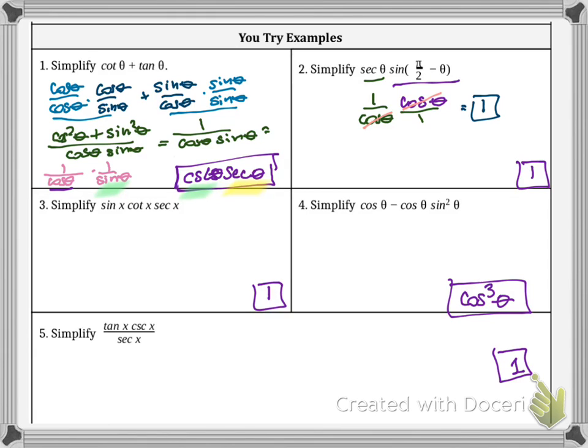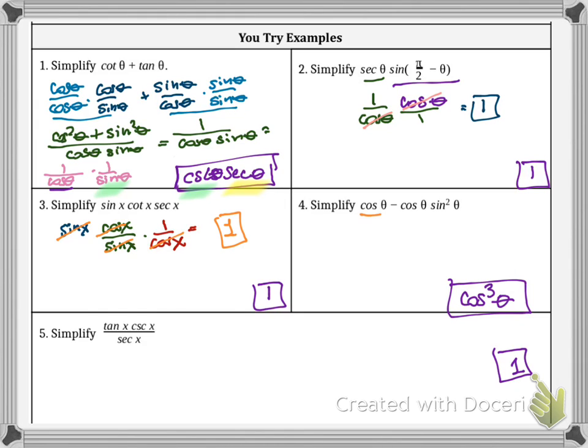Our next one, we have sine of x, cotangent of x, secant of x. So let's just simplify everything. Sine of x doesn't change. Cotangent, though, changes to cosine of x over sine of x. Then we have our secant of x. Secant is 1 over cosine of x. And so now we can cancel things out. So we see that sine cancels here, cosine cancels here. So all we're left with is 1.